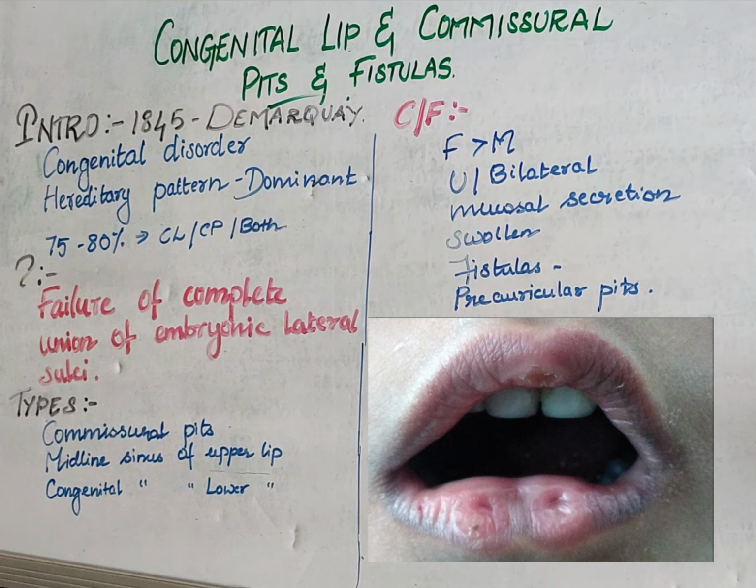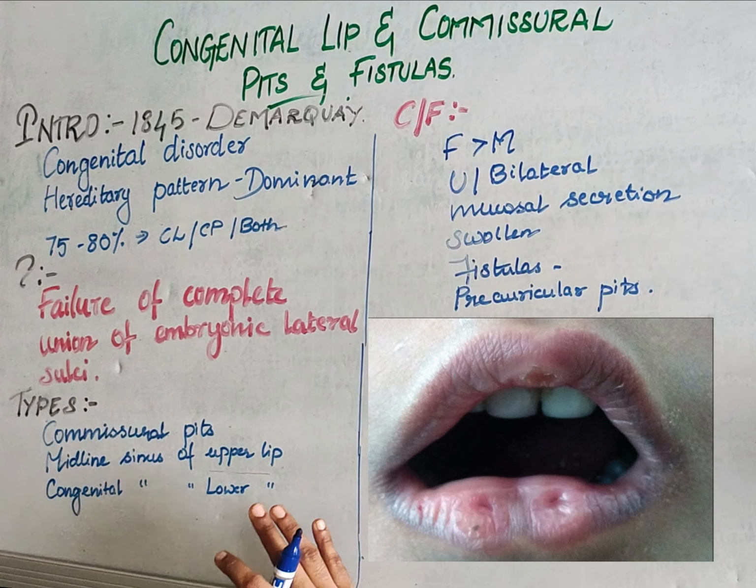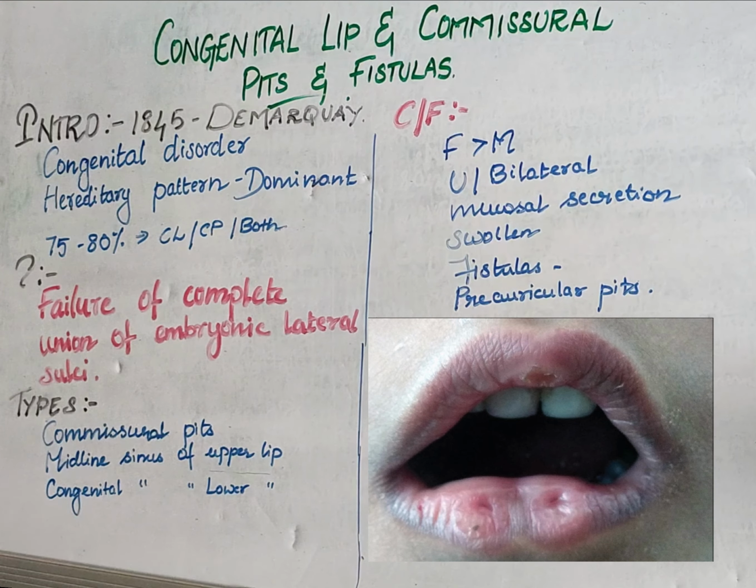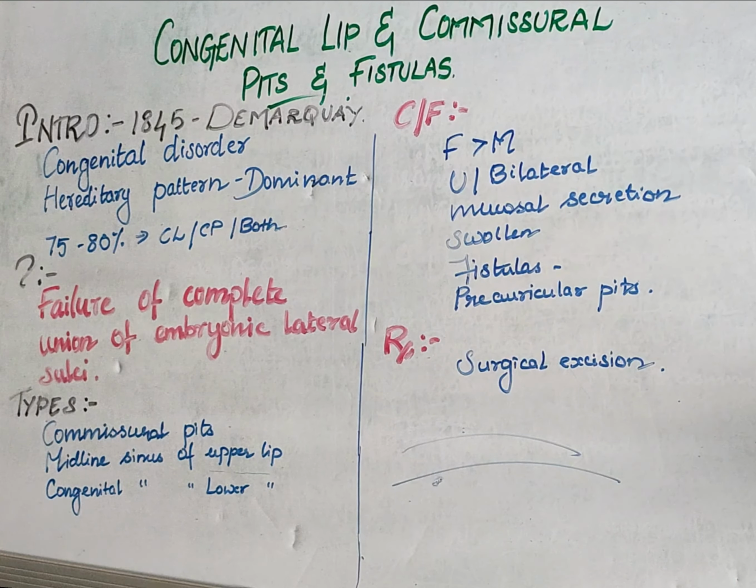So this topic we will be seeing under the headings Introduction, Pathogenesis, then types of lip pits and fistulas, clinical features, and finally treatment. Coming to the introduction, the case was initially reported long back in 1845 by Quay. As the name shows, it is a congenital disorder, and most of the cases have a familial inheritance. They are inherited in an autosomal dominant Mendelian pattern.